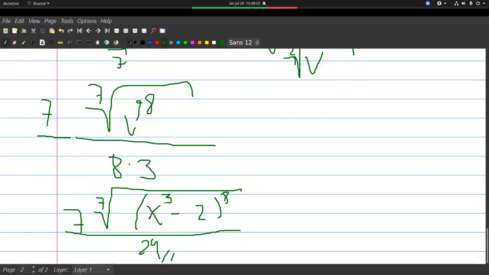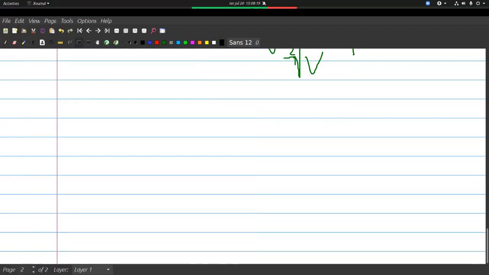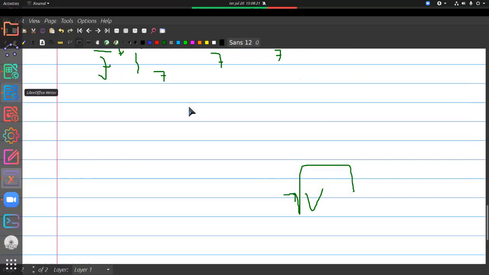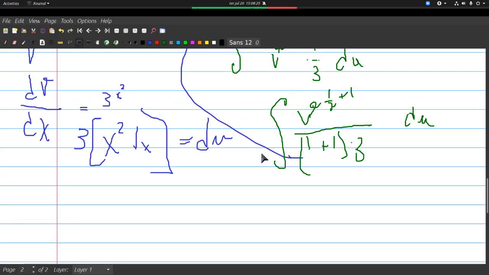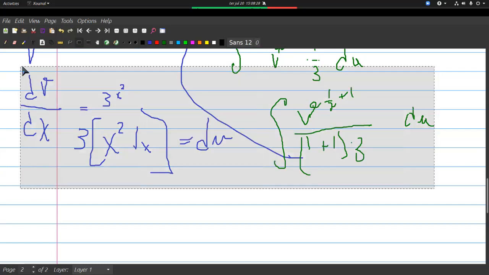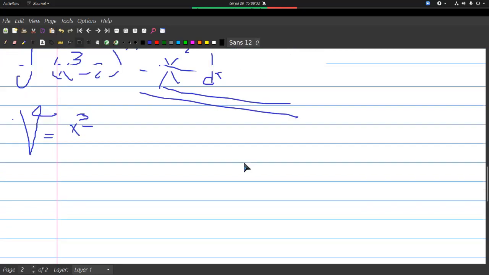This one was a little bit more complicated, but nothing that we cannot handle. Okay, let's go to the final one, shall we? Just erase it. So this is the substitution, which oftentimes they use the letter u, but you can use any letter you want.